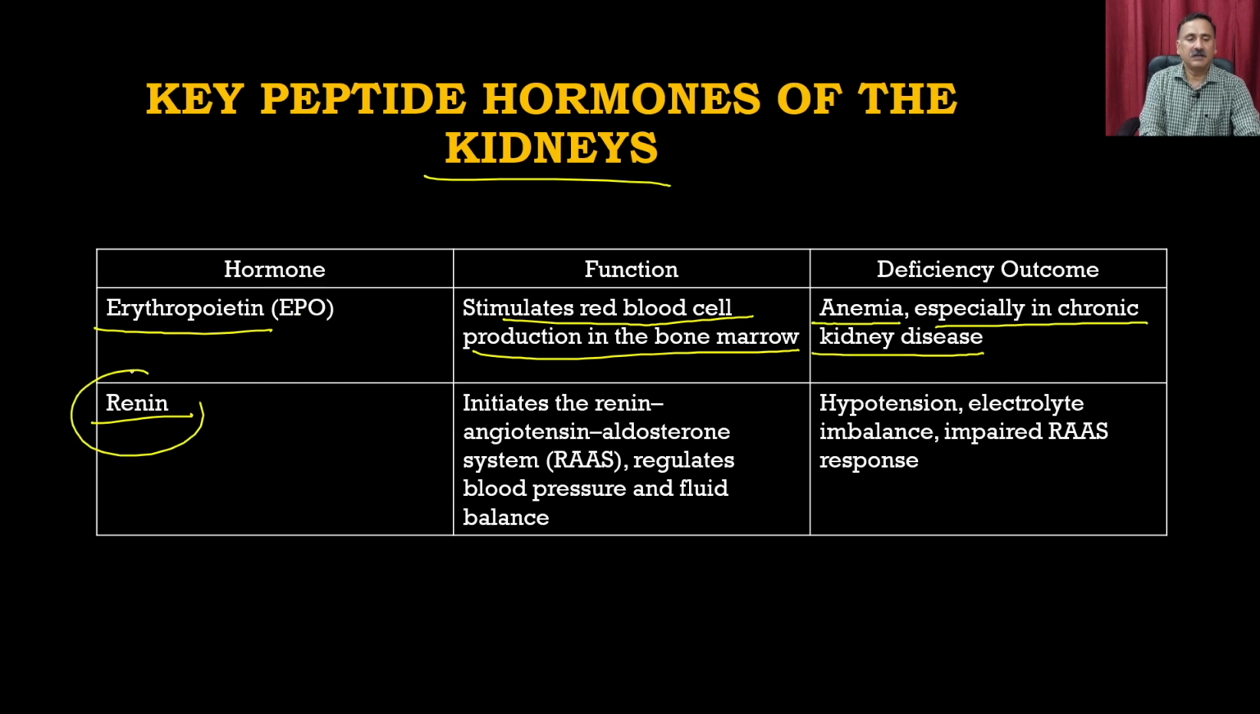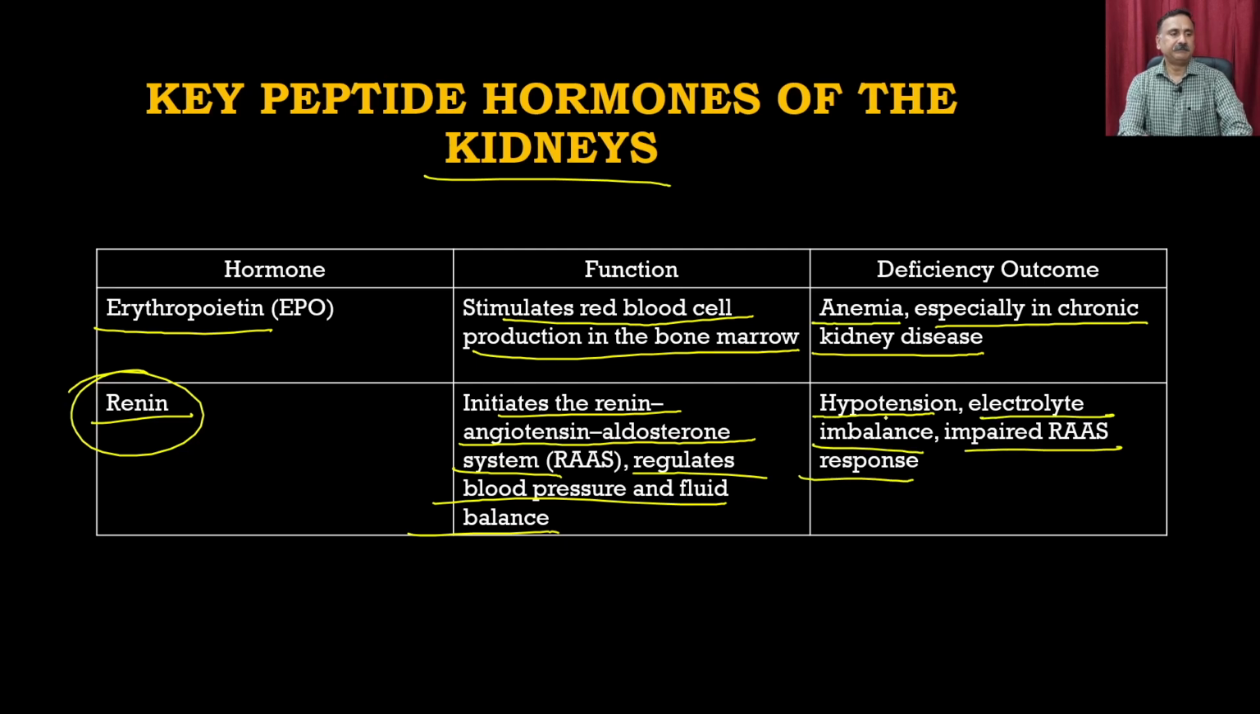Then we have renin. Renin is initiating the renin-angiotensin-aldosterone system, and it regulates the blood pressure and the fluid balance. And if there is a reduction in the renin production, then it is going to cause hypotension, electrolyte imbalance, and impaired RAS responses.